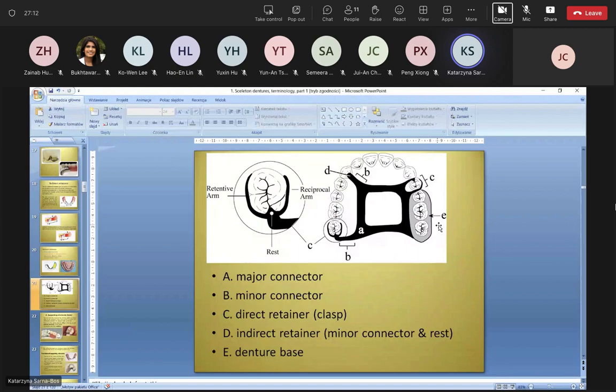Okay, so I hope that now you know what it means, retentive elements of the skeletal denture. Remember, it can be two of them, clasp type and precision attachment.